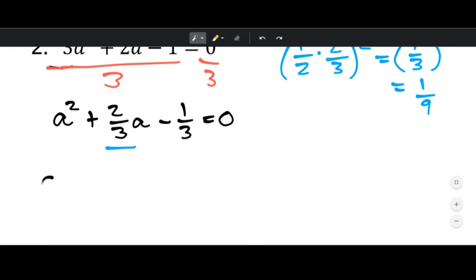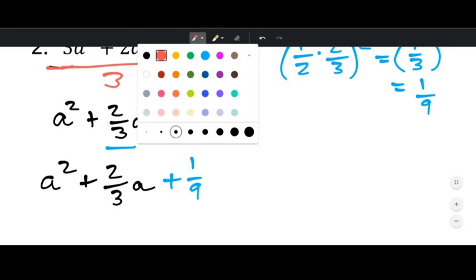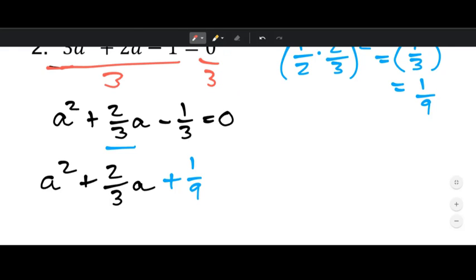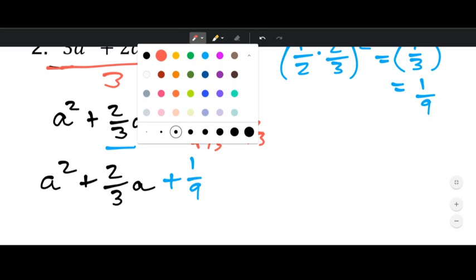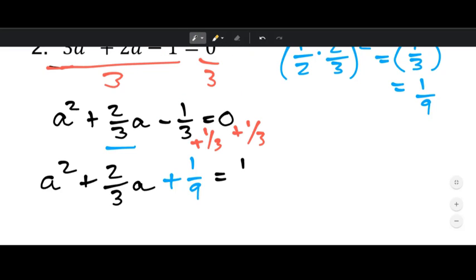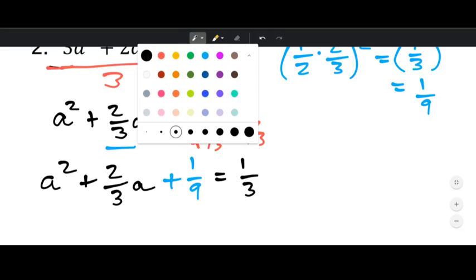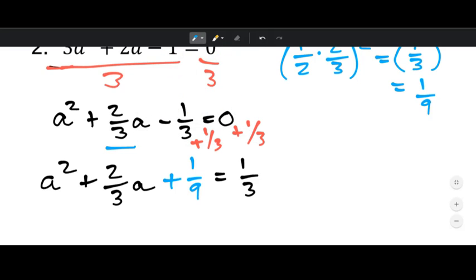So we have a squared plus 2/3 a, and then let's add our missing piece right there, plus 1/9. Now we have this minus 1/3. I'm just going to go ahead and move this over right now. So that's going to be a plus 1/3 on both sides. And then here's why. So I have equals 1/3. But whatever I add to one side of my equal sign, I have to add to the other. So I'm going to put that plus 1/9 over there with that 1/3 that we just moved.